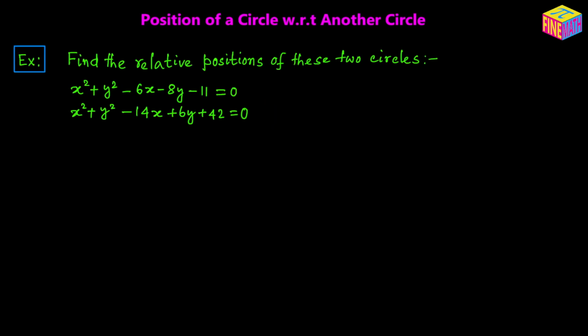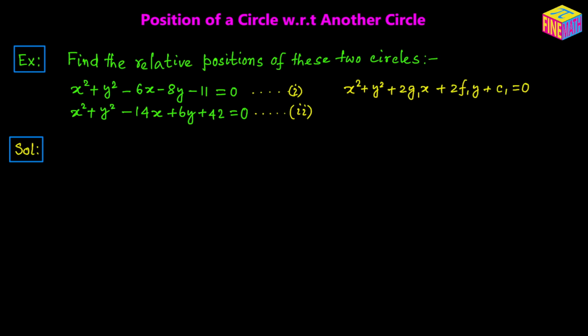Next, let's take an example. Suppose we have an example like this that says find the relative positions of these two circles. The equations are given here: x squared plus y squared minus 6x minus 8y minus 11 equals 0. And the equation of the second circle is x squared plus y squared minus 14x plus 6y plus 42 is equal to 0. So from here we have to somehow determine the relative position of these two circles. So let's get started with the solution. Let's identify these two equations as equation number 1 and equation number 2. Also next to them, I am going to write the general form of the equation of a circle.